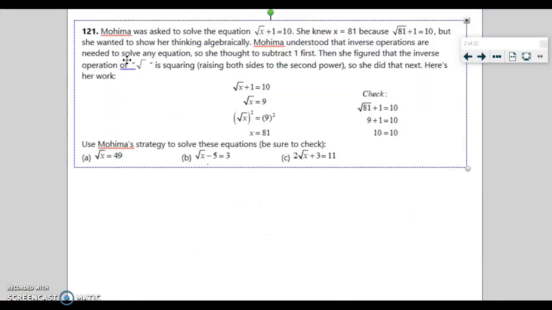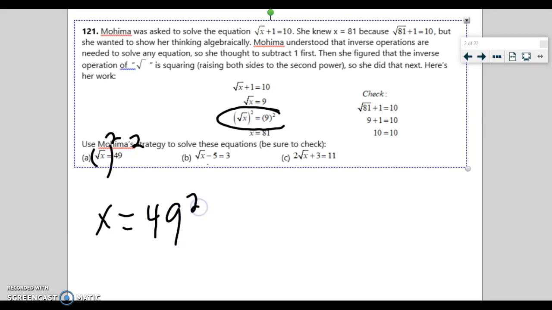Okay, first question talks about square roots. So again, in order to get rid of a square root, you have to do the square, as you see in this step right here. In this case, I want to get rid of that square root, so I'm going to square this. So it's going to be x equals 49 squared, and whatever your answer is, 49 squared, that is your answer.